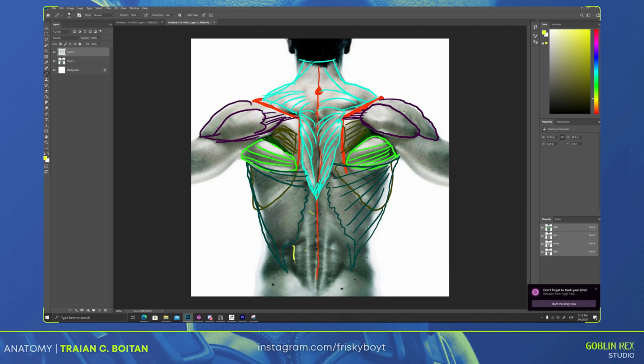These ones are the lumbar muscles. And the gluteus maximus. You can see it here, but we'll not focus on this today.